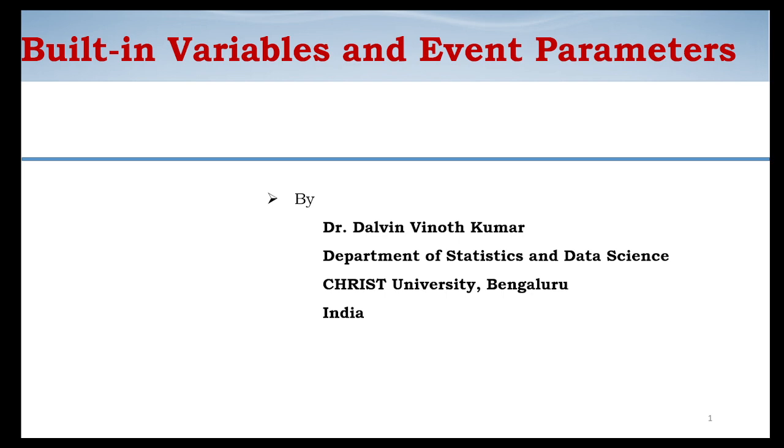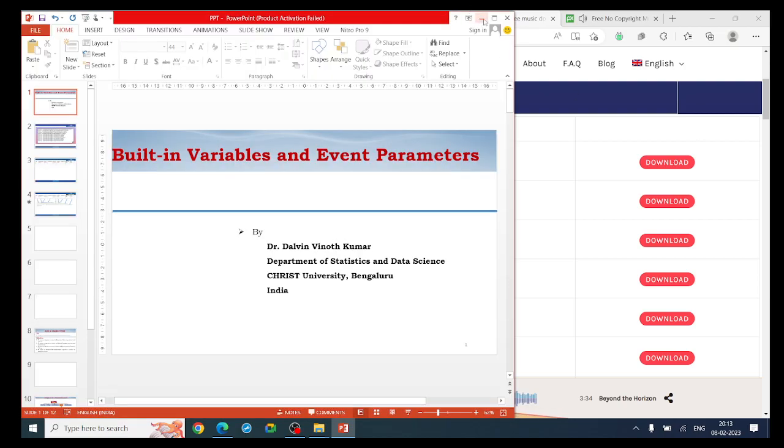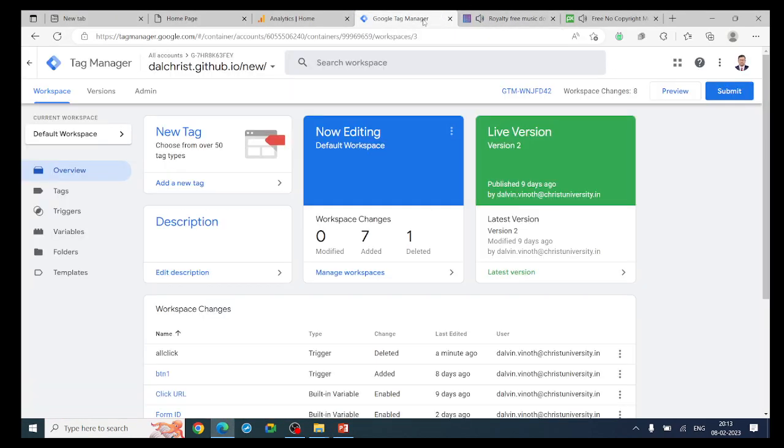So how can we use these built-in variables for configuring the event parameter? And how can we use these built-in variables for a trigger condition? That is what we are going to discuss in today's video. I assume that you have already hosted a web page in Google Analytics 4 and created a container in Google Tag Manager. If not, you can see the previous video, which I have given for creating the container and then creating a property in Google Analytics.